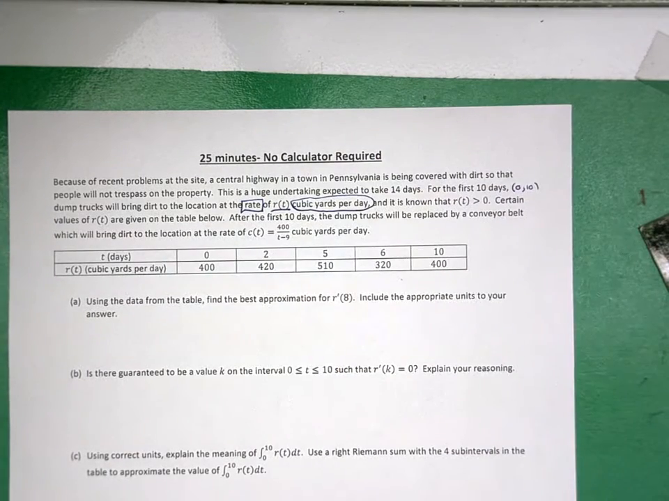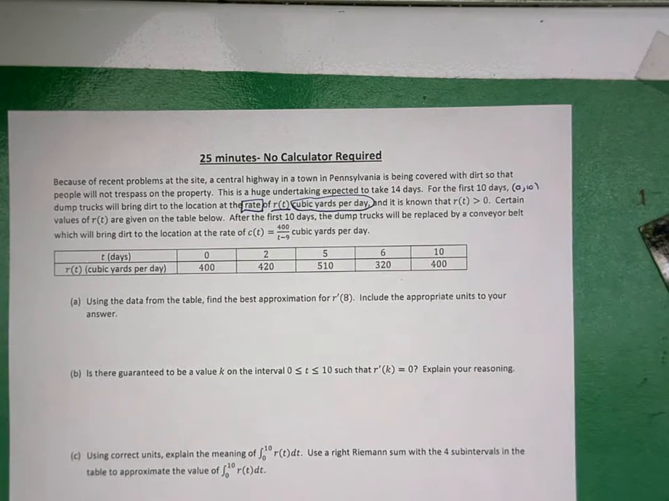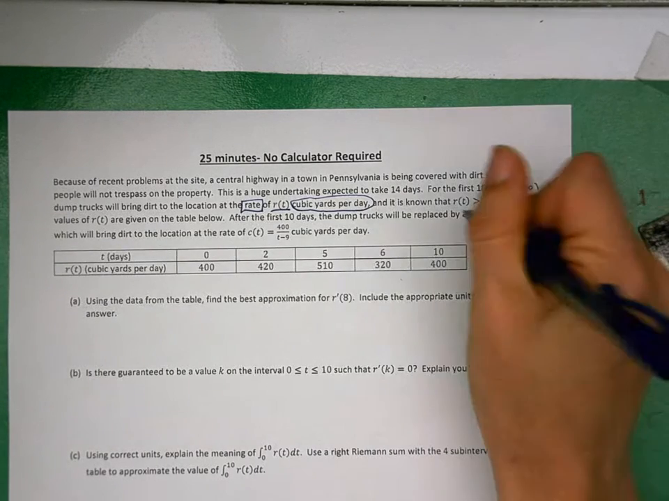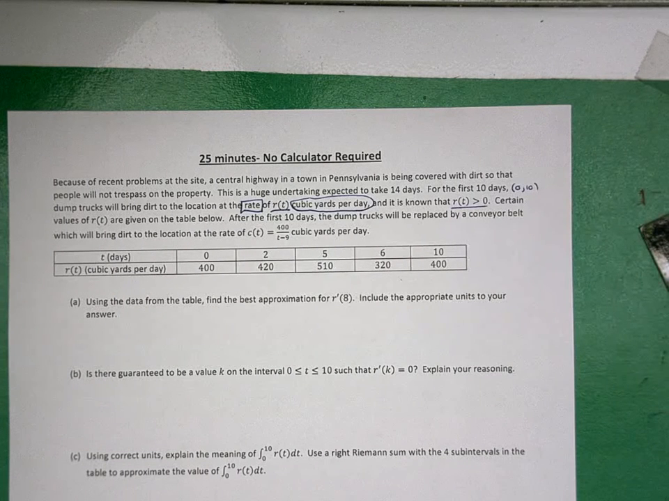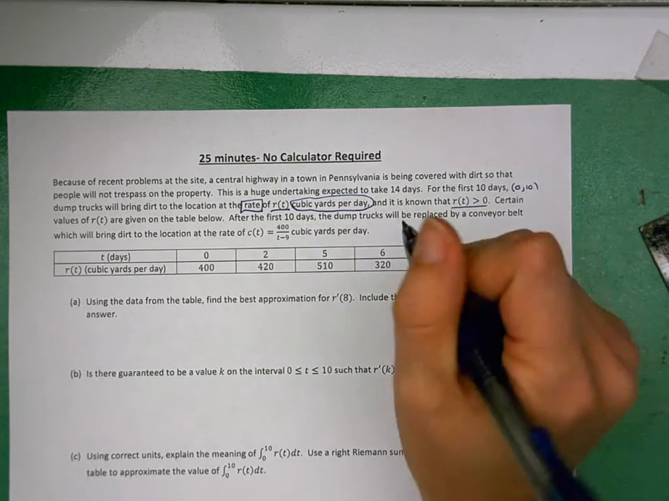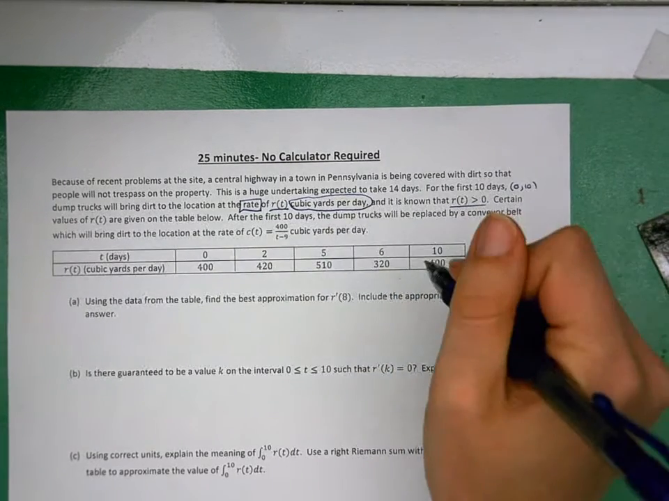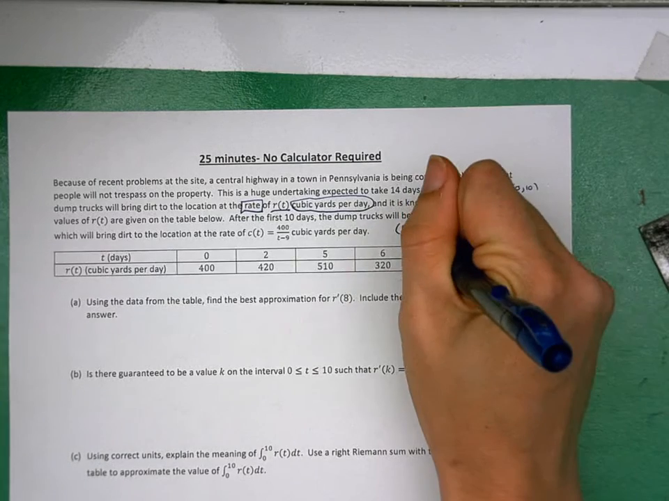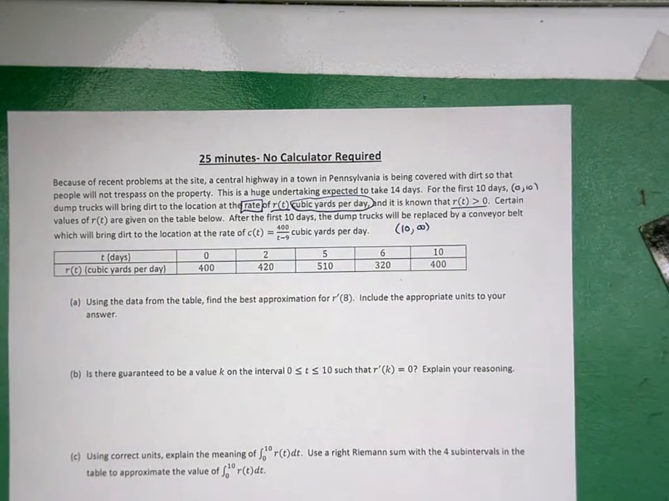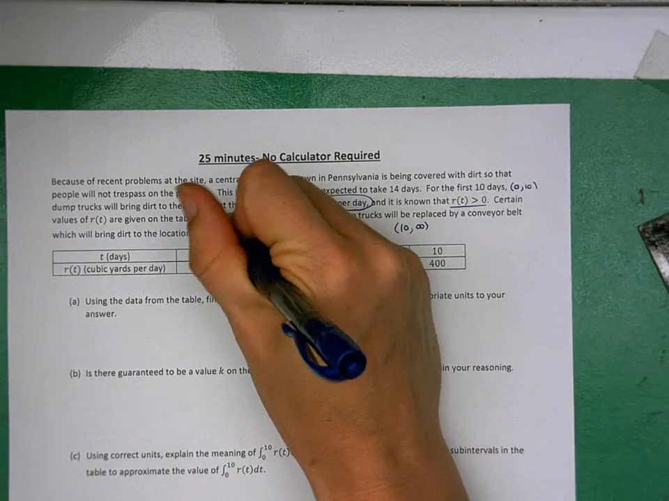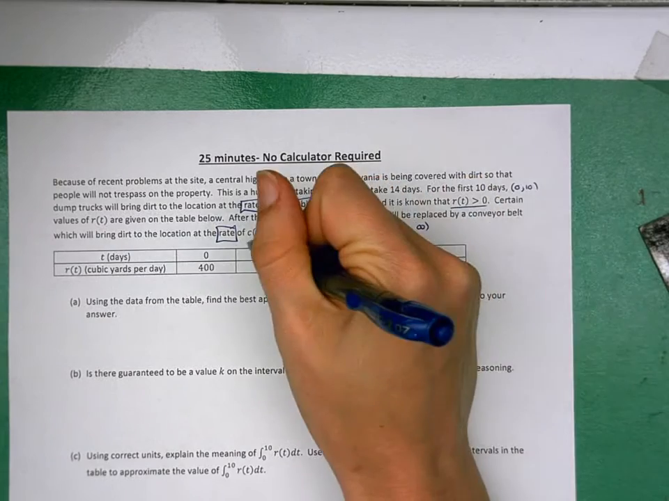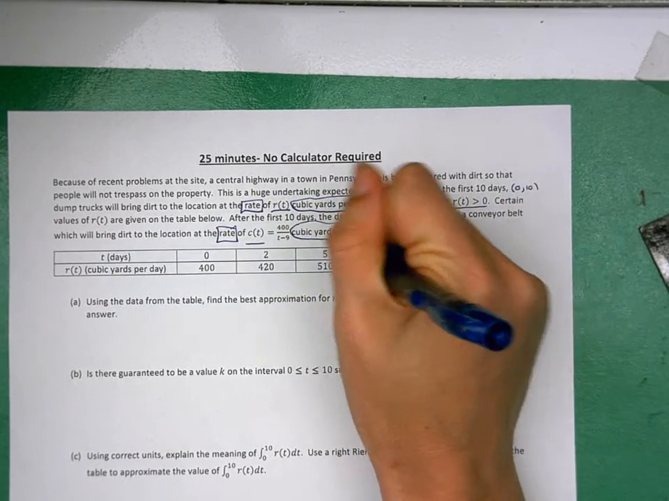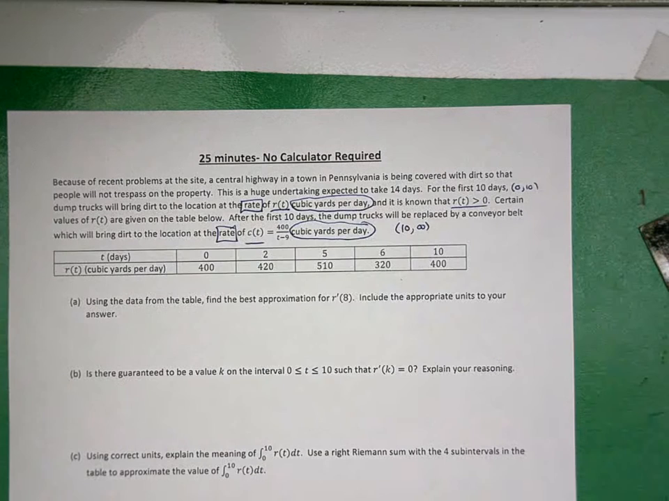That sounds kind of like velocity almost, right? Like miles per hour, cubic yards per day. It is known that R(t) is always greater than 0, so positive. Certain values of R(t) are given on the table below. After the first 10 days, the dump trucks will be replaced by a conveyor belt. So from 10 to, I don't know, infinity. After the first 10 days, the conveyor belt then will move the dirt at a rate, so again, derivative of some sort, C(t). Again, we see cubic yards per day, referencing those velocity units, right?